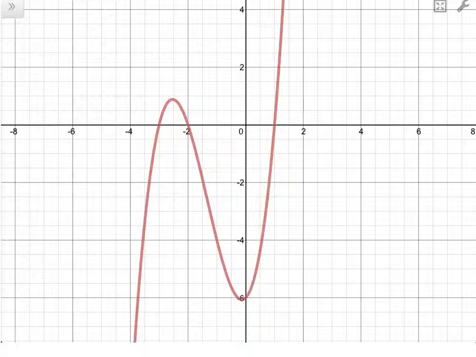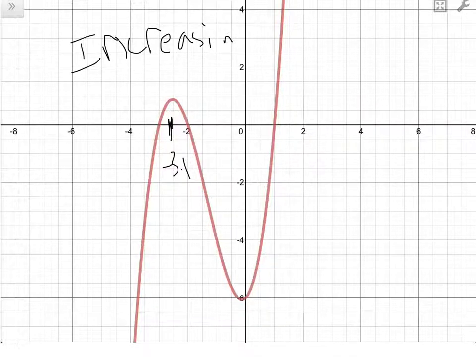So as I go from negative infinity up to whatever this number is, probably negative 3.1-ish. That's about negative 3.1-ish. All right, so it's increasing. Don't you love my handwriting? Beautiful. Negative infinity to negative 3.1.